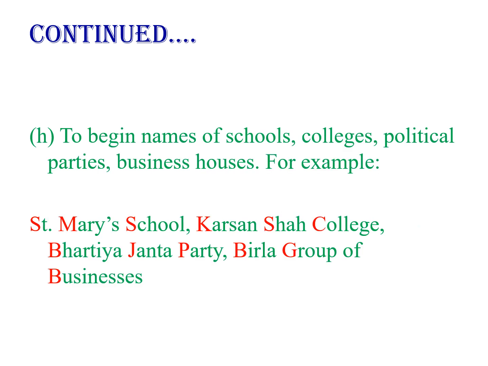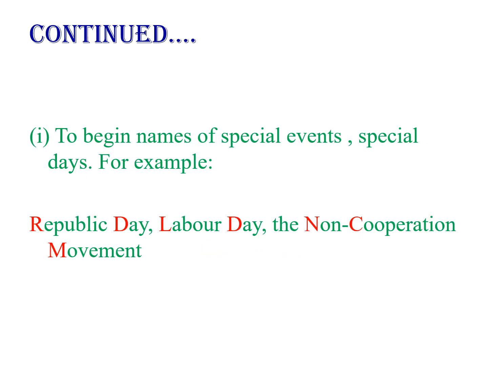To begin the names of schools, colleges, political parties, business houses, we use capital letters, as seen in the examples St. Mary's School, Karsan Shah College, Bharatiya Janata Party, Birla Group of Businesses, etc. To begin names of special events and special days, we use capital letters. For example, Republic Day, Labor Day, the Non-Cooperation Movement, etc.